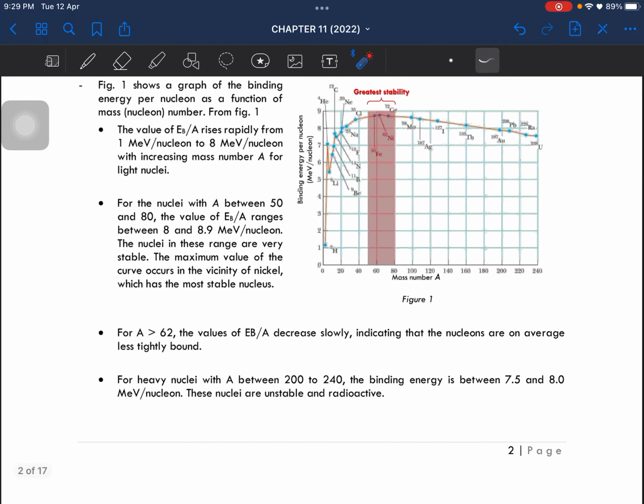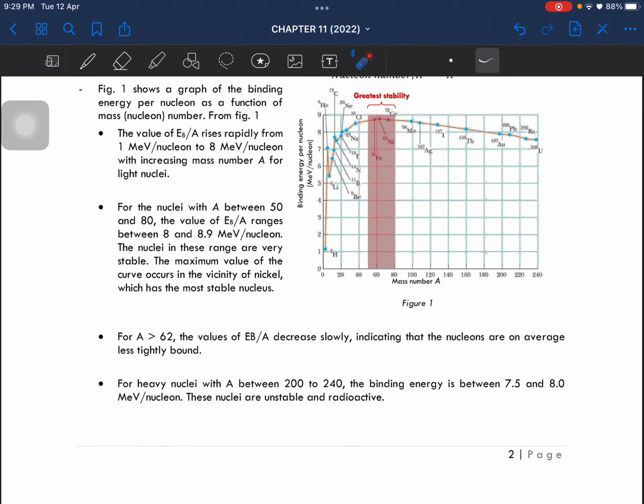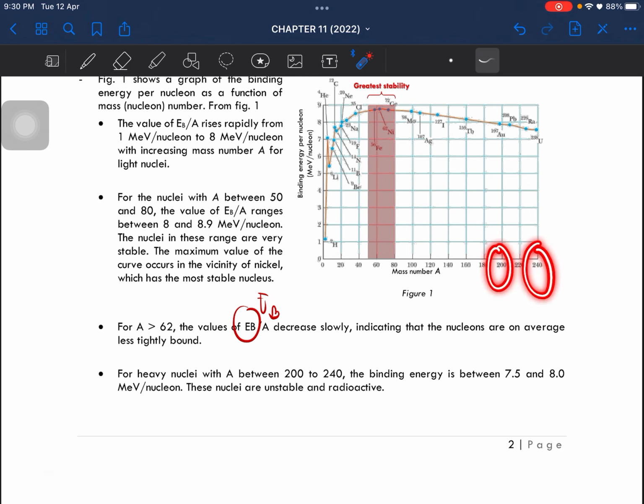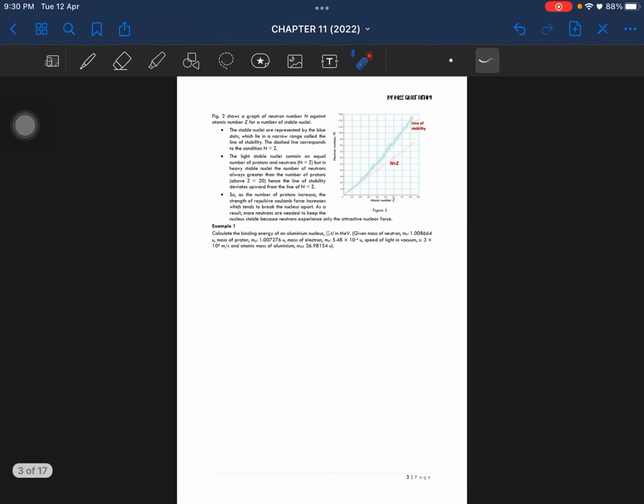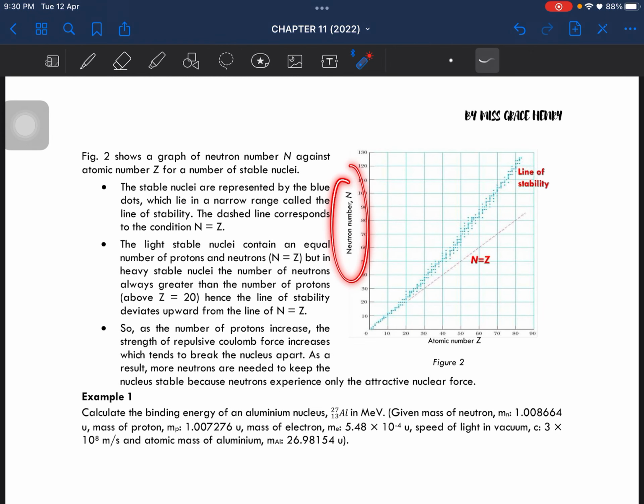For mass number greater than 62, the values of EB over A, which is this one, decrease slowly, indicating that the nucleons are on average less tightly bound. So this part here is not that stable in comparison to this one here. For heavy nuclei with A between 200 and 240, the binding energy is between 7.5 and 8. These nuclei are unstable and radioactive.